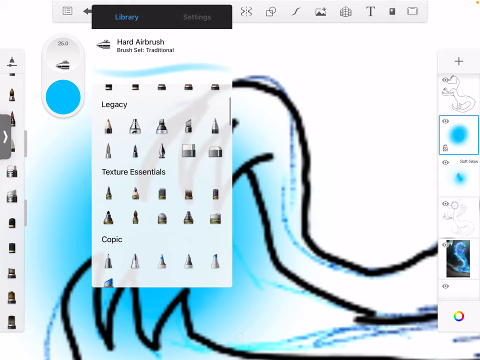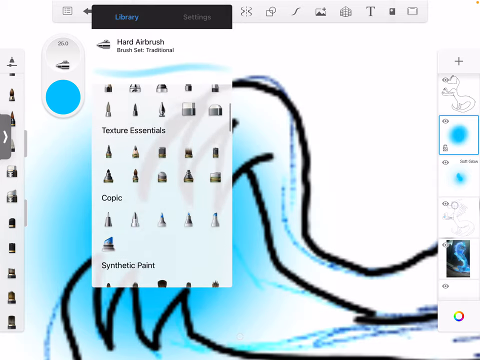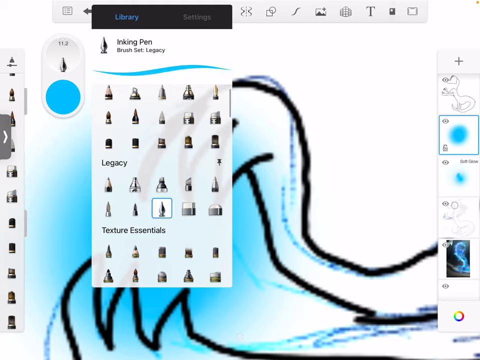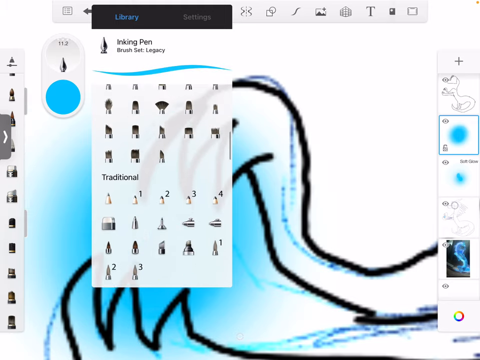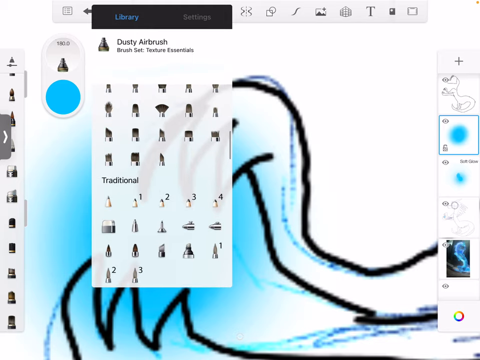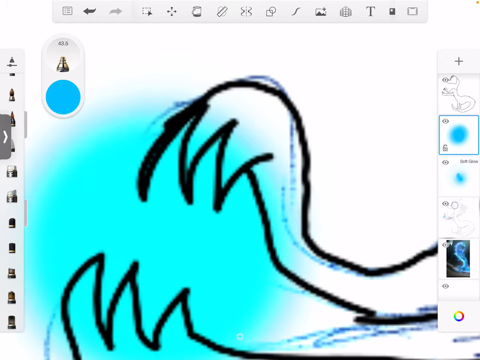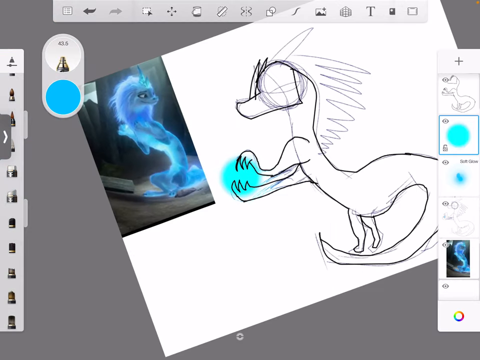Where's the airbrush? Where's the airbrush? There. Okay, we are going for style. Is this satisfied?